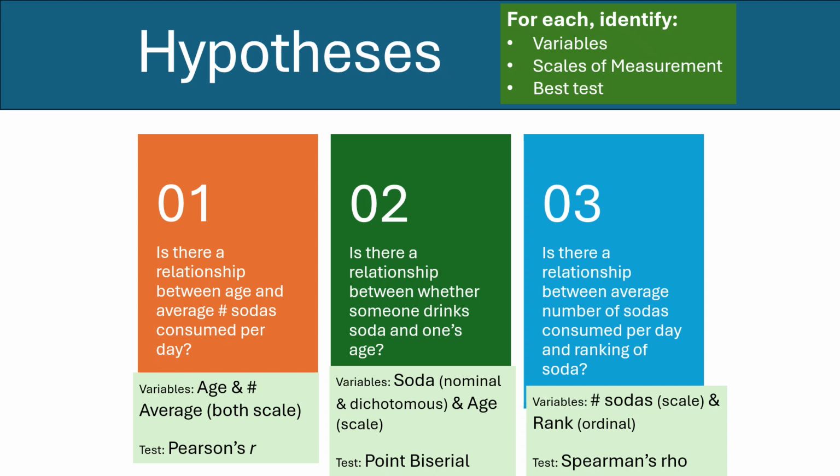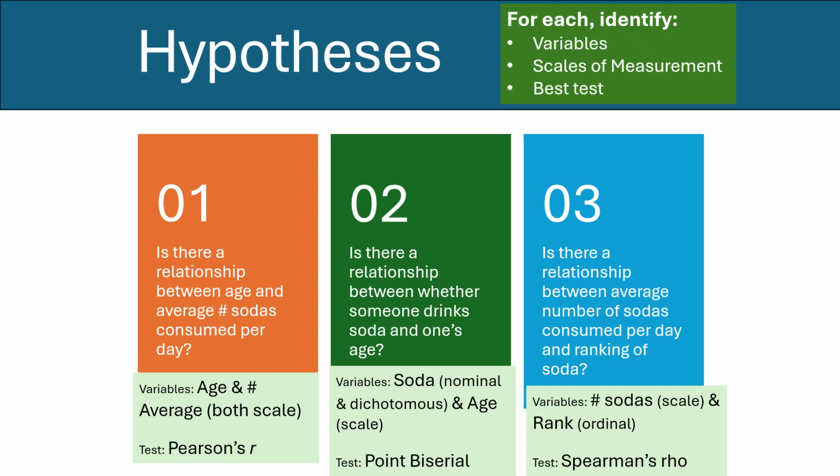On hypothesis number 2, is there a relationship between whether someone drinks soda and one's age? You have whether someone drinks soda, yes or no, so that's nominal and dichotomous, and age, which is scale. So we would use a point biserial correlation.